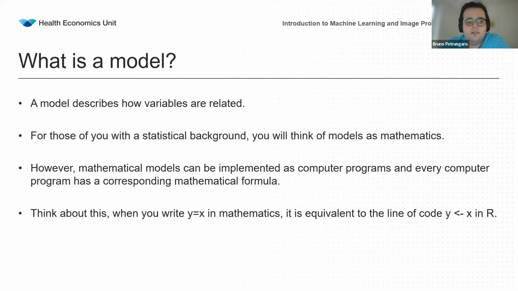So when we do machine learning, and today will not be different, we'll be talking about models. Models, in very simple terms, describe how variables, how columns in our data set, are related. For those of you who come from statistics, you'll think of a model as mathematical formulas. These models will generally have a way to be implemented as computer programs. Computer programs will have a corresponding mathematical formula. In the simplest of simple terms, when you write y = x in math, this is equivalent to writing the line of code y = x, x being assigned to y. So that's an example of what I meant by this.